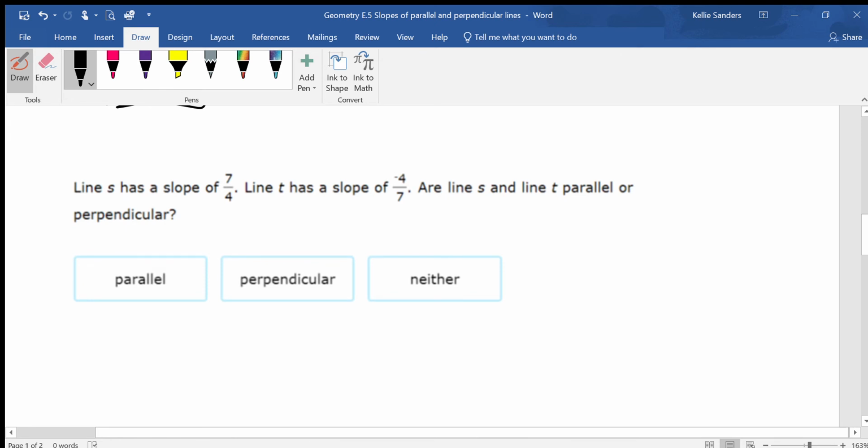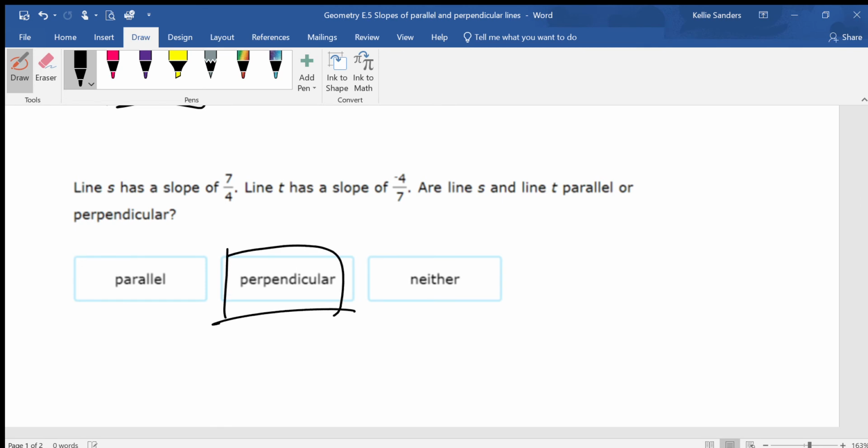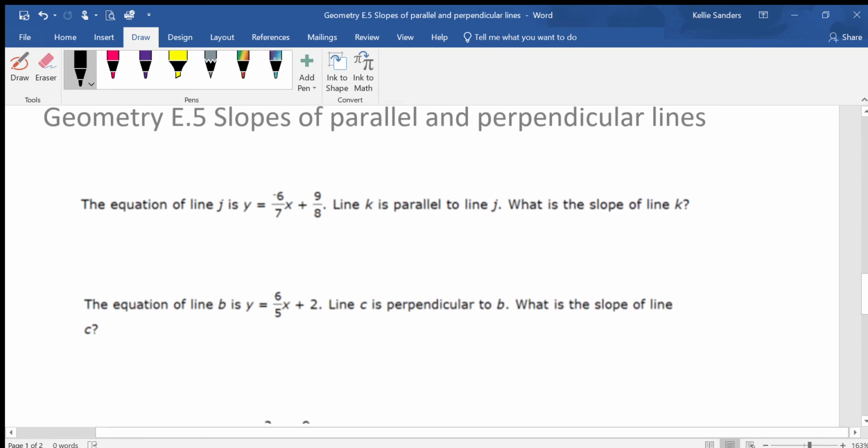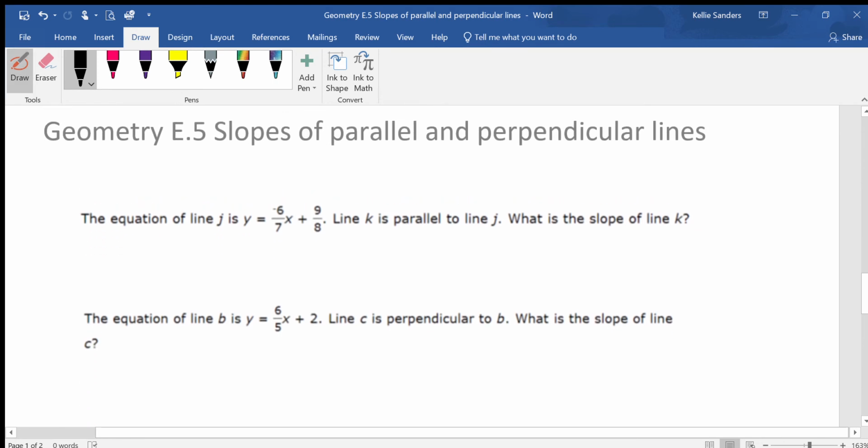Line S has a slope of 7 over 4, line T has a slope of negative 4 over 7. Are line S and line T parallel or perpendicular? Perpendicular, because this one is positive, this one's negative. 7's on top here, 7's on bottom there. Okay, it was flipped. Opposite reciprocal.